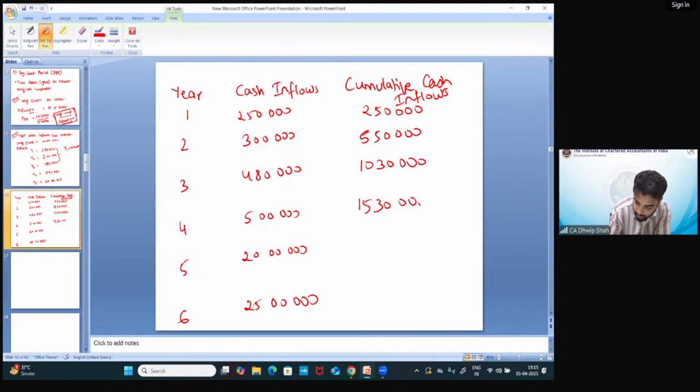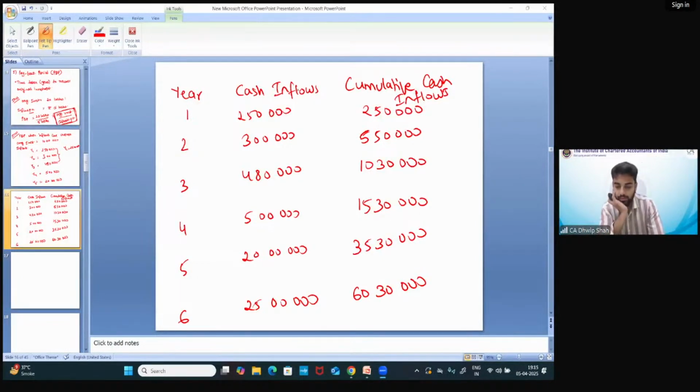Likewise, till the end of year 4, 15 lakh 30, till the end of year 5, 35 lakh 30, and 60 lakh 30 for year 6. Everyone understood till this step? Any doubts? I've just prepared a column for cumulative cash inflows so that I can get a quick insight that my original investment is getting recovered between which 2 years. Any doubts still here? Till now, I have not found the answer, but I am on my way to find it. Any doubt?